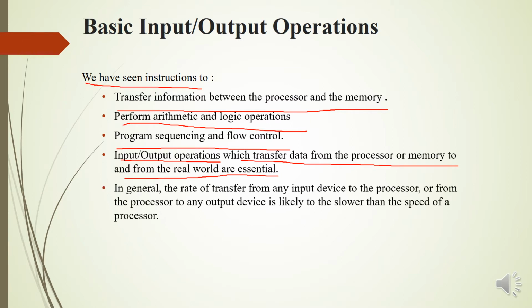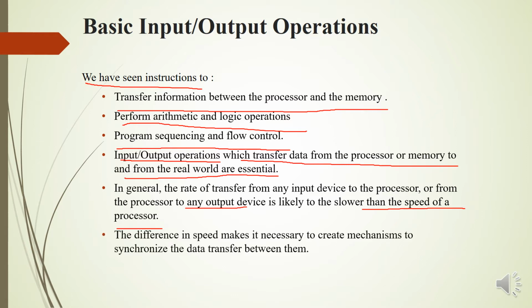In general, the rate of transfer from any input device to the processor or from the processor to any output device is likely to be slower than the speed of the processor. The difference in speed makes it necessary to create mechanisms to synchronize the data transfer between the processor and the I/O devices.